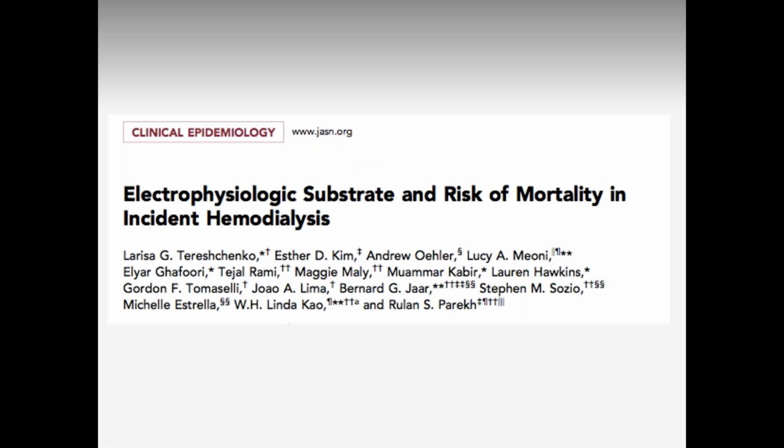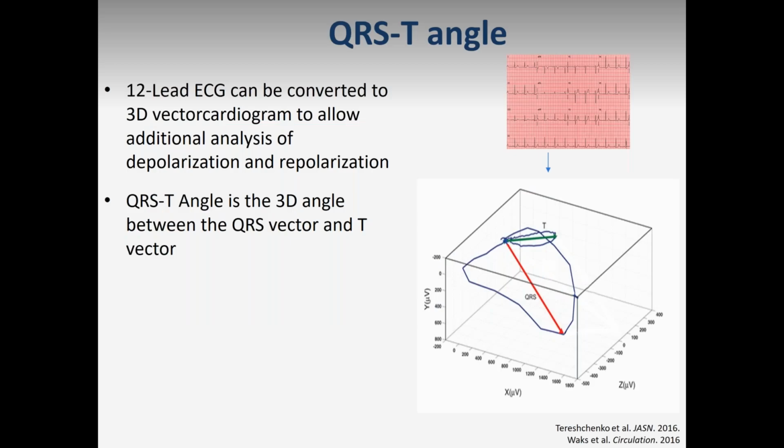And what we published a few years ago was taking a look at the electrophysiological substrate and the risk for mortality. What we looked at first was this QRST angle. And what's important is to understand that you actually take it from a routine ECG. When you take a look at this angle, you're actually looking at how the electrical impulse migrates down through the LV and back. And then what is this angle overall that you have?